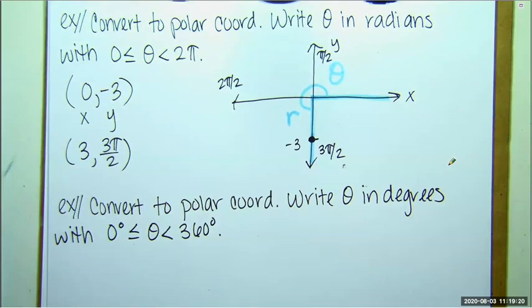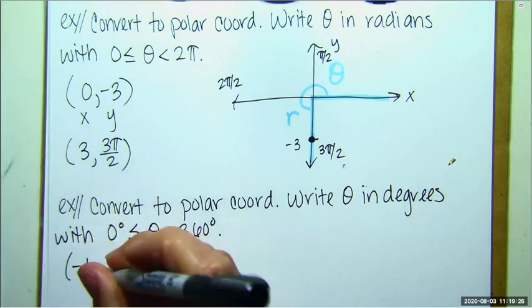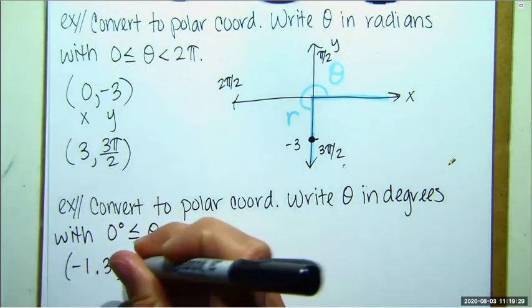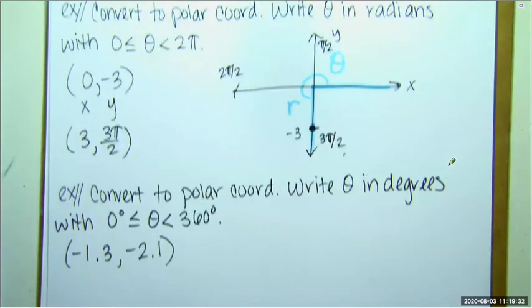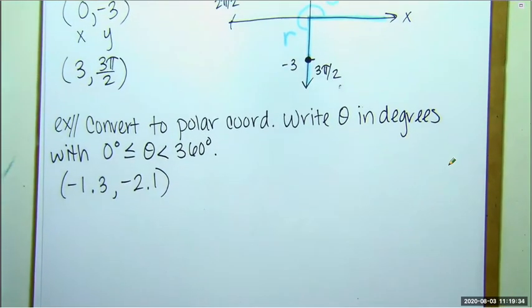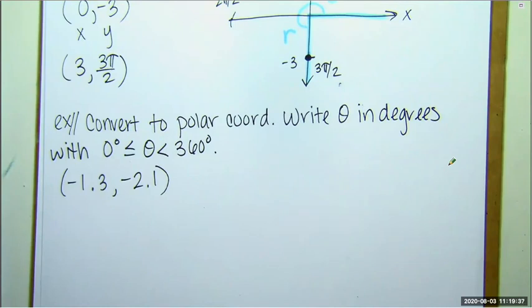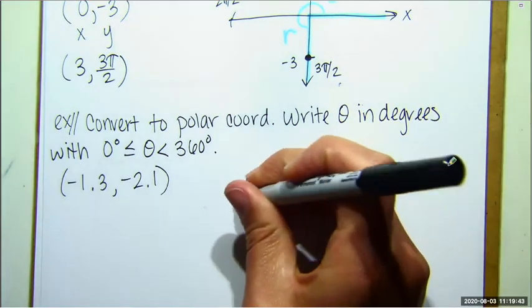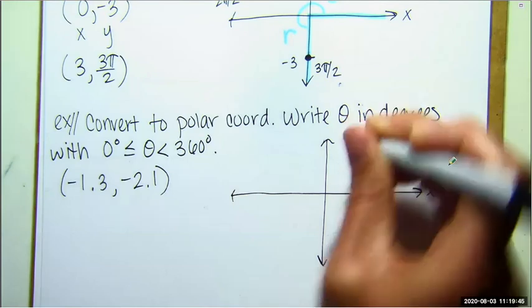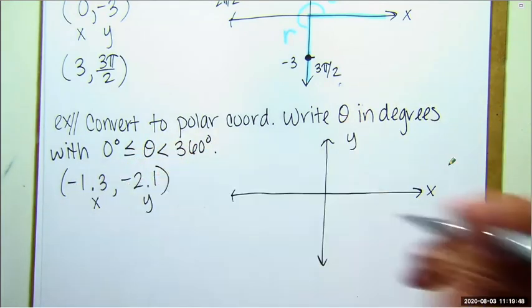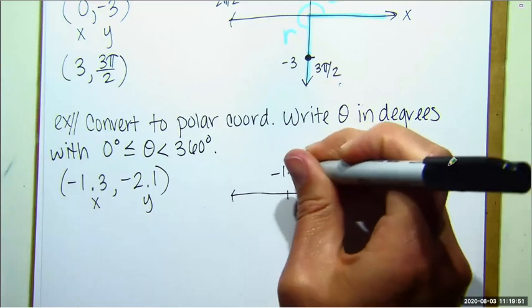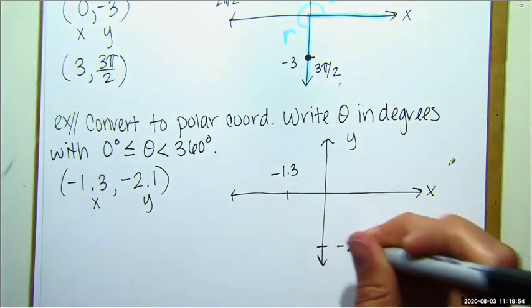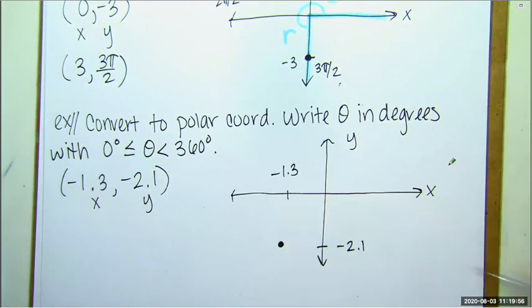Okay, so convert to polar coordinates, write theta in degrees with theta between 0 and 360, and we're starting with the point negative 1.3, comma, negative 2.1. Okay, so the first thing we should do is plot this point, x comma y, to see what's going on here. So this is our rectangular point, x y. So our x coordinate is negative 1.3. Our y coordinate is negative 2.1. So here's our point, negative 1.3 comma negative 2.1.